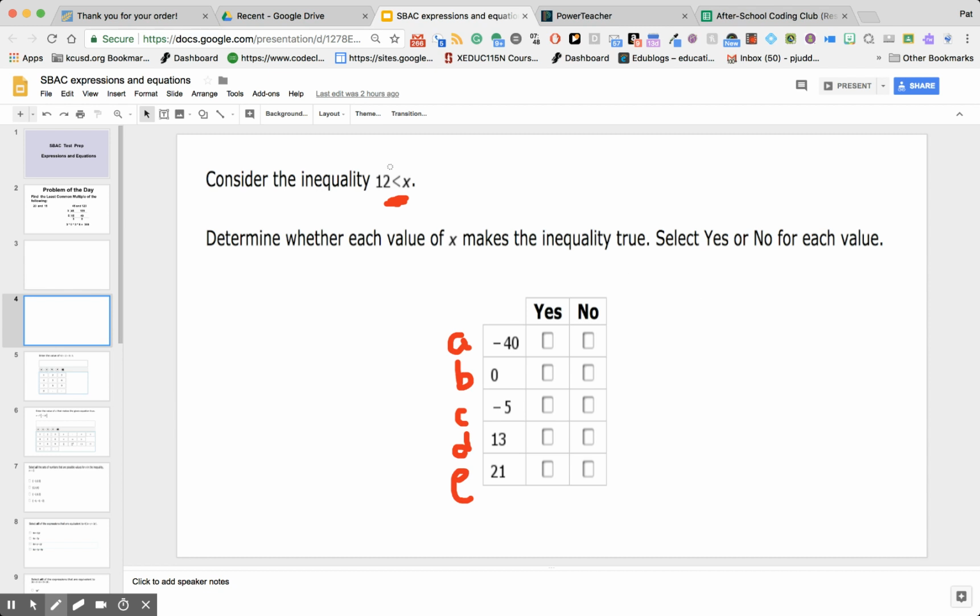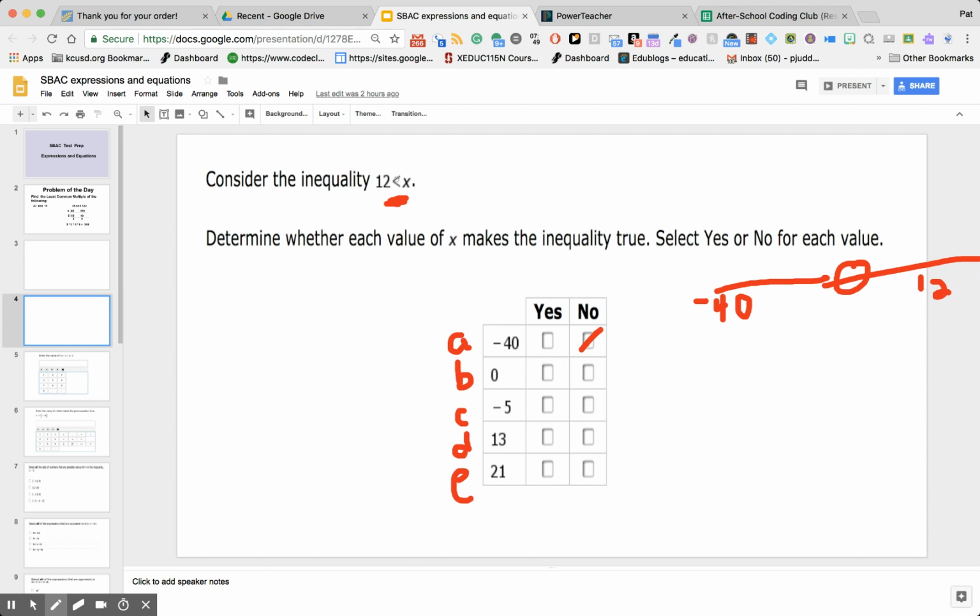So I'm looking at 12, and 12 is less than negative 40. Well, on a number line, I have 0 here. 12 is to the right. Negative 40 is to the left. Numbers on a number line to the left of 0 have lesser value than numbers on the right-hand side. So is this a true statement? No, it is not.